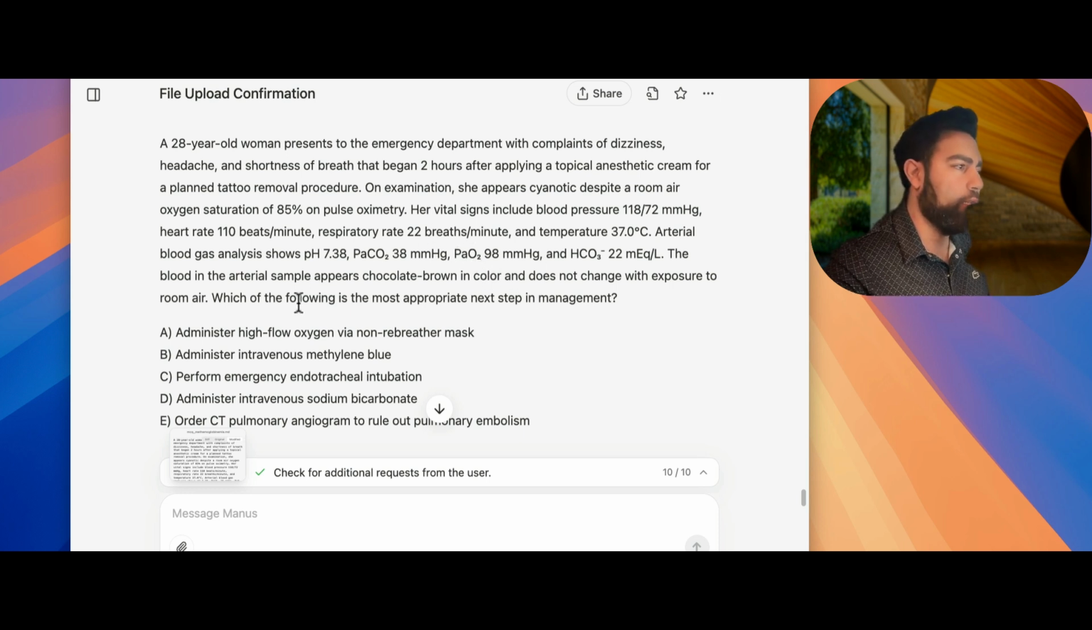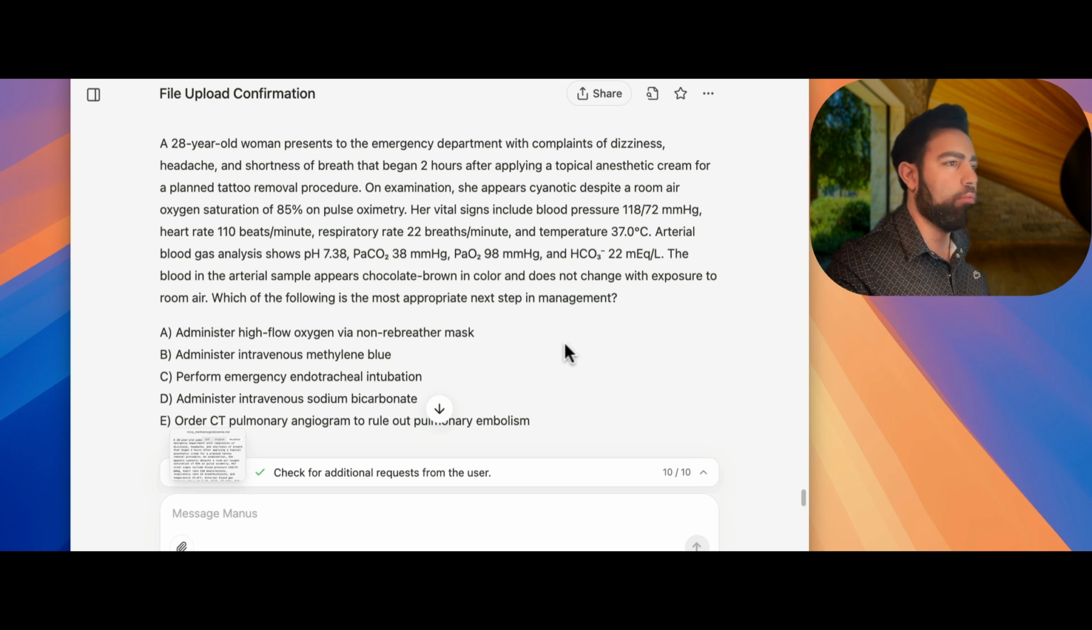The blood in the arterial sample appears chocolate brown in color and does not change with exposure to room air. Which of the following is the most appropriate next step in management? So if you know, you know. Go ahead, pause the video right here, pick your answer. We're going to go through this together.